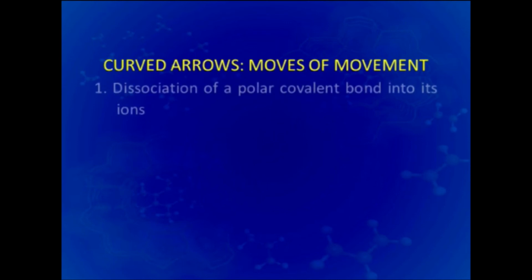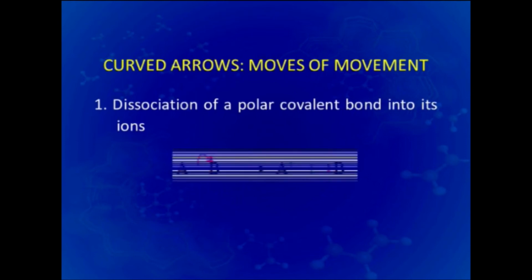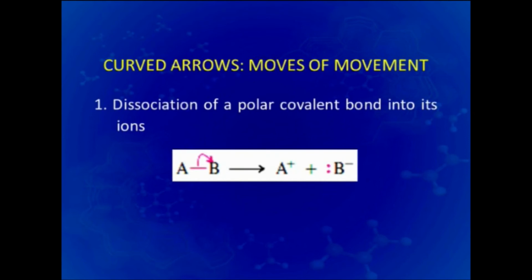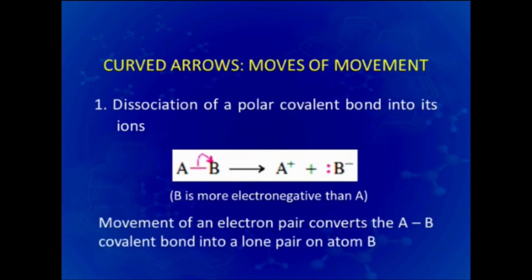Well, there are a number of ways by which curved arrows can be used in various types of reactions. What are these types? One type shows the dissociation of a polar covalent bond into its ions. In a molecule, as we saw in the case of heterolytic fission, if B is more electronegative than A, the arrow depicts the movement of the pair to B and leads to the formation of ions.